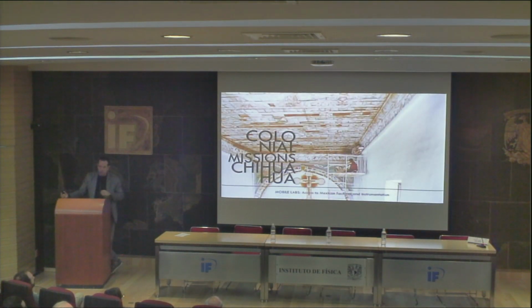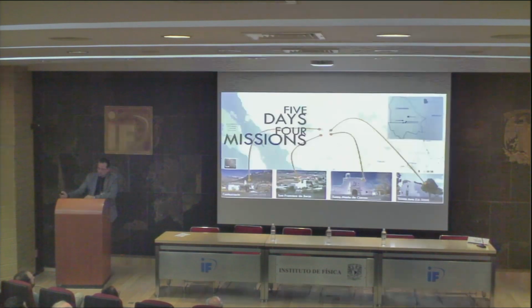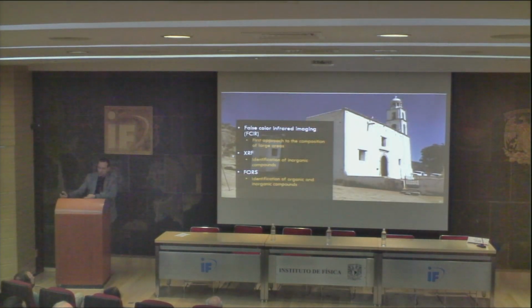And the last example is one study we did in Chihuahua, in the northern part of the country. We went to study the colonial missions. We have about 300 colonial missions, all their remains, in Chihuahua, and some of them have a lot of beautiful paintings in the ceilings. So we had 5 days to cover 4 missions in the state, and we used a combination of false-color infrared imaging and XRF to get the molecular and elemental information.